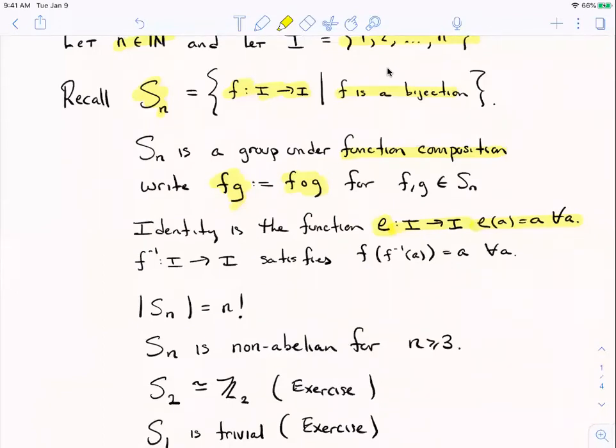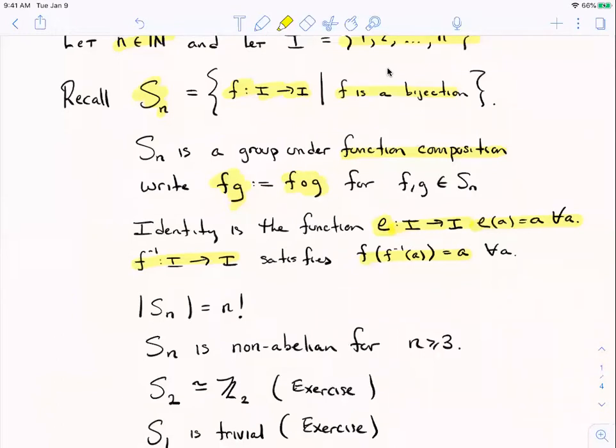And then what's the inverse of a permutation? Well, the inverse of a permutation is the function that undoes f. So if you compose f with f inverse, you get the identity function. Compose it in the other direction as well.